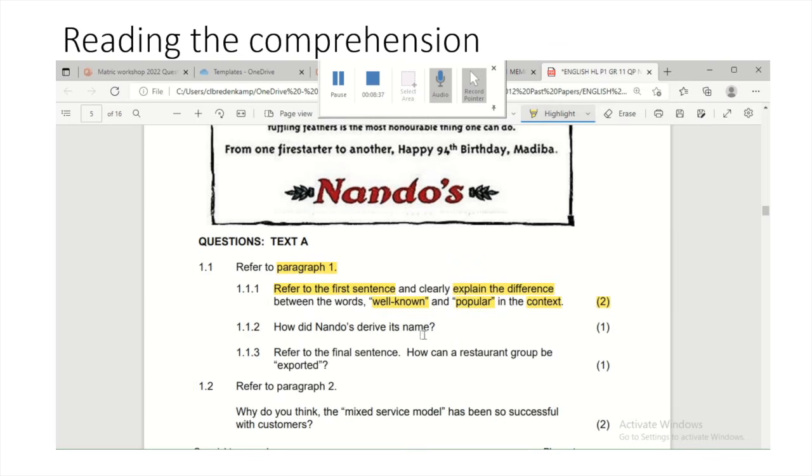Let's have a look at question 1.1.2. How did Nando's derive its name? Now, grade 11s, you may not know what the word derive means, but that means how did Nando's create its name, and that is for 1 mark over here. Let's pop onto the memo and have a look.